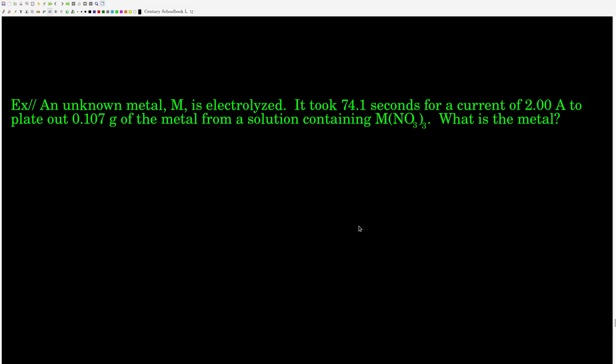An example, rather. So we have some unknown metal, right? It's electrolyzed. And it took 74.1 seconds with a current of 2.00 amps to plate out 0.107 grams of metal from a solution that contains the metal, whatever it is, with nitrate. So we know already this has basically a +3 charge, okay, and that's important. What's the metal? So if we can figure out the molar mass, we can figure out the metal. So the idea is we know the current, we know the time, so we can get the amount of charge. And we know that there's 1 mole of metal reduced for every 3 moles of electrons transferred, so we can get the moles of the metal. We know the grams of the metal, so grams over moles is molar mass. So why don't you guys work that out real quick and come on back when you get your answer.